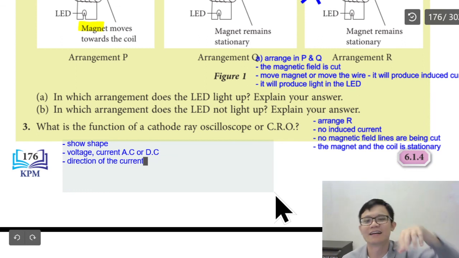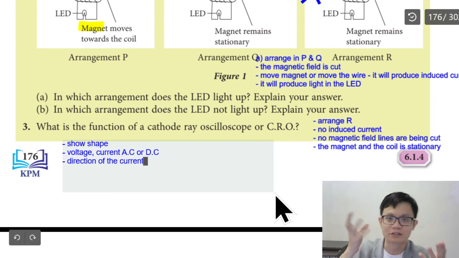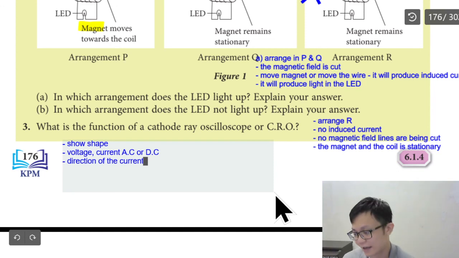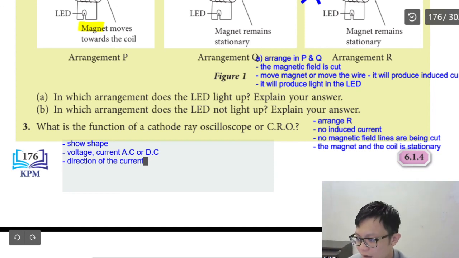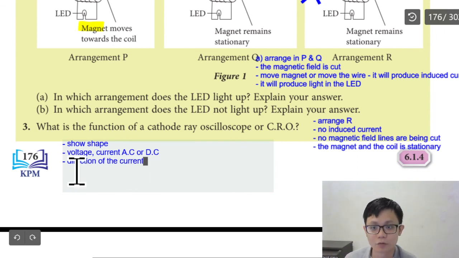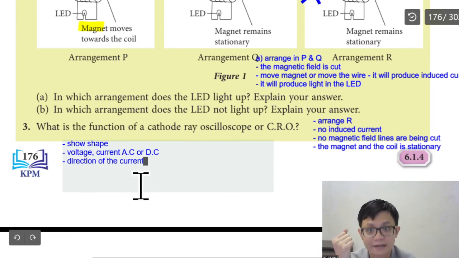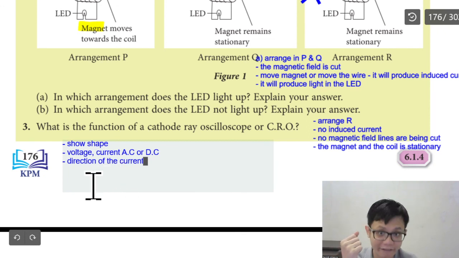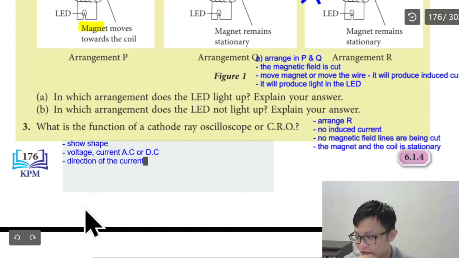But for alternating current actually it doesn't really matter. Okay, it doesn't have positive or negative because it is like that already. But at least we still know the direction of the current. Either it goes like that or it will come back like that. Okay, so it shows the voltage, it shows the current, either AC or DC. It shows the direction of the current. Some more it can show, what so far I can think of like that only.